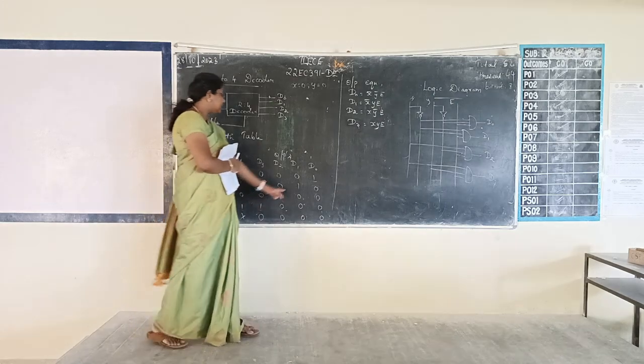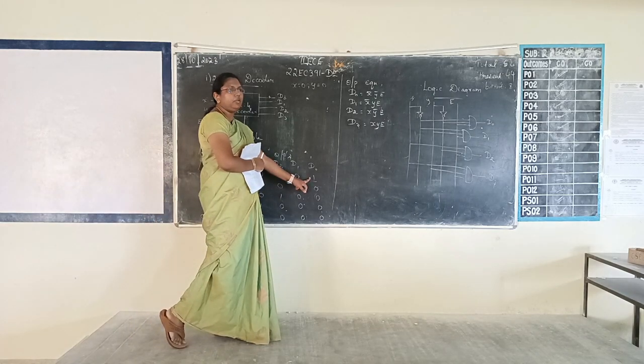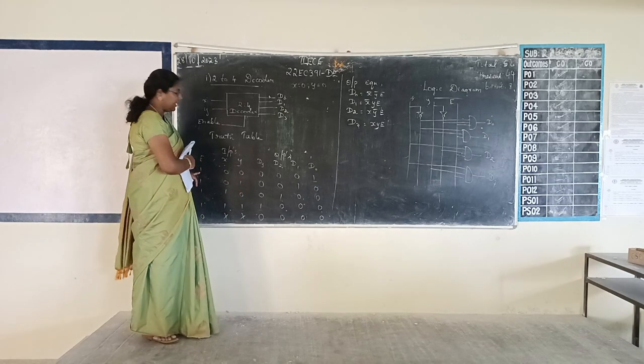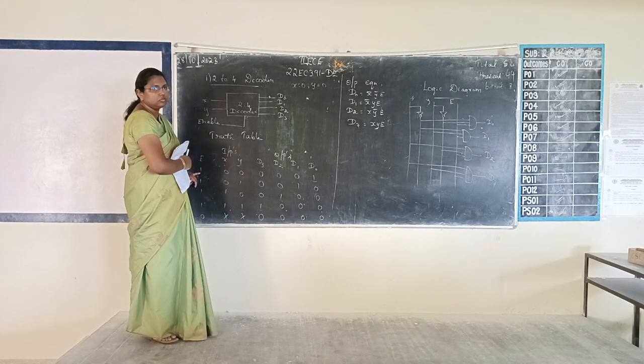So the operation is the output D0 will be 1 when x is 0 and y is 0 and when the enable signal is also 1. So this is the operation of the 2 to 4 decoder. Write it down.